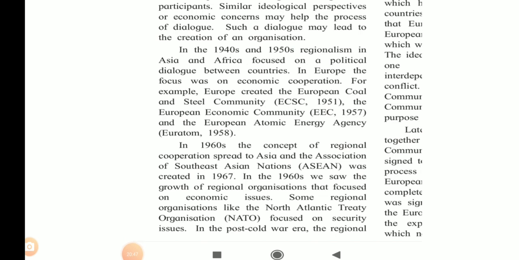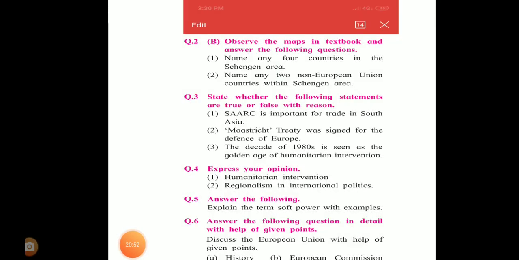Our answer is over. Now we'll move towards the next question. Question number 5. Answer the following. It is a brief answer question. Explain the term soft power with examples.